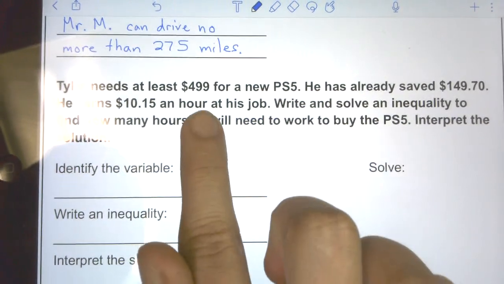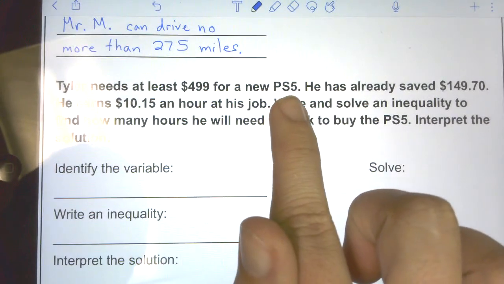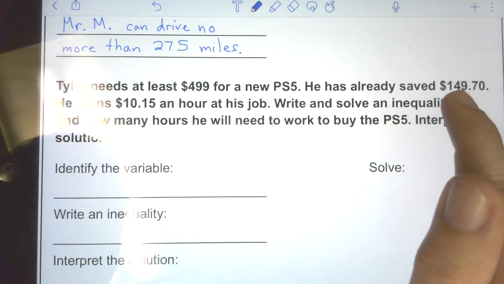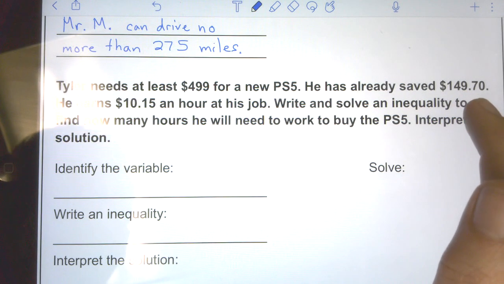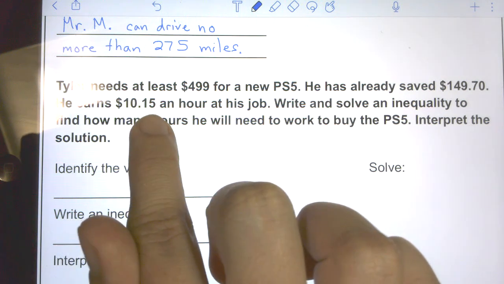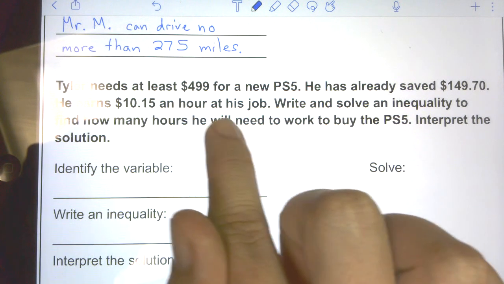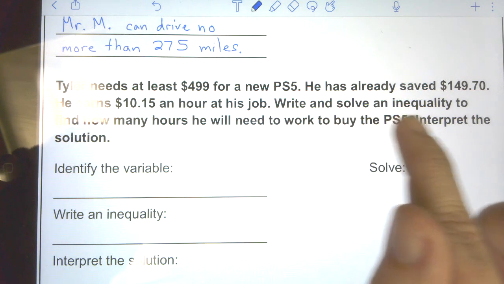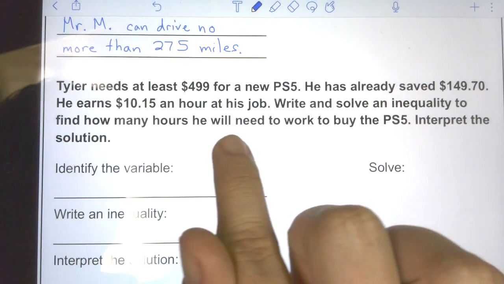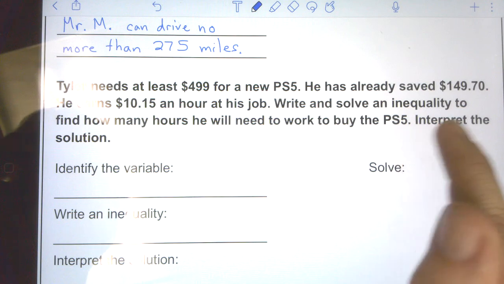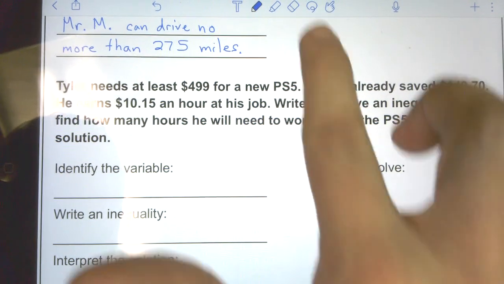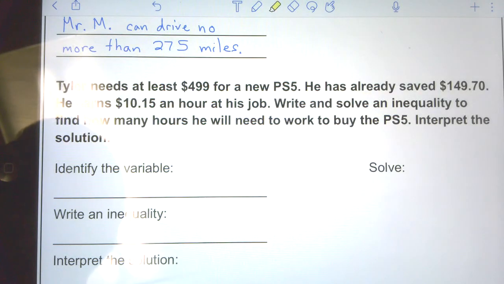Tyler needs at least $499 for a new PS5. He has already saved $149.70. He earns $10.15 an hour at his job. Write and solve an inequality to find how many hours he will need to work to buy the PS5. Interpret the solution. What are we missing in this? Think about that for a second. If you want, pause the video, try this on your own, and then come back.